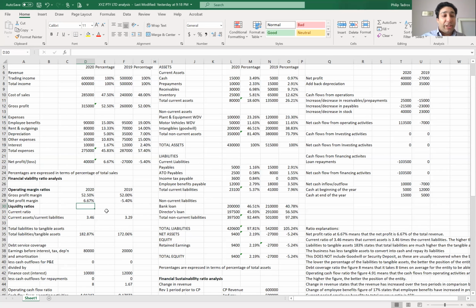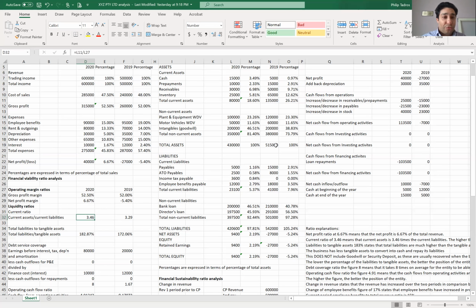Now we come to some liquidity ratios. When we talk about liquidity, we're talking about how liquid the business is. Is the business able to pay its obligations as and when it is required? So we have a current ratio. Again, the current ratio is current assets divided by current liabilities, and this is expressed in times.